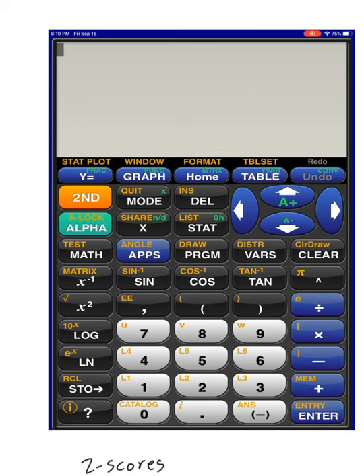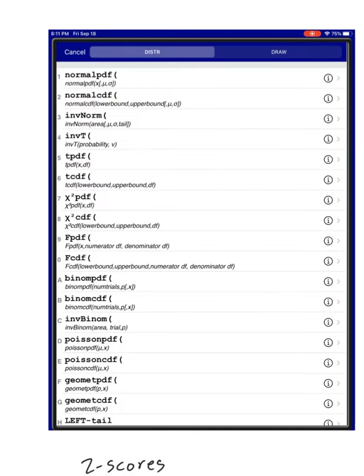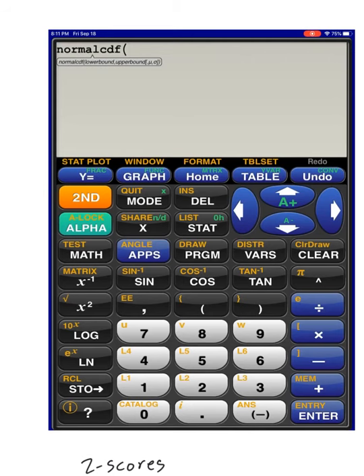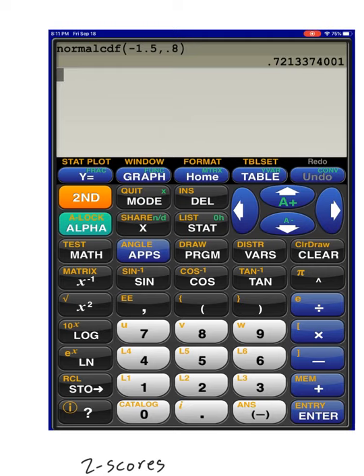So I would just press second distribution, which is VARS, number 2 for normal CDF, and I know my z-scores already, so that would be negative 1.5, comma, 0.8. This is saying the area between negative 1.5 and my z-score of 0.8. So this would be that area, or the probability that your z-score would land in there. That gives me 0.72, or in terms of percentage, 72%.